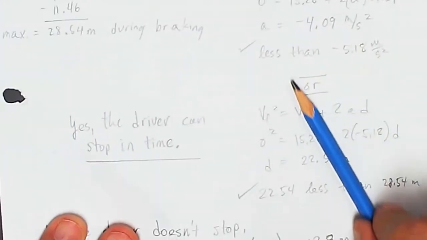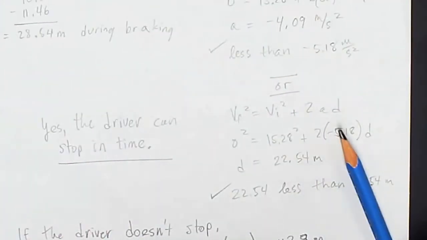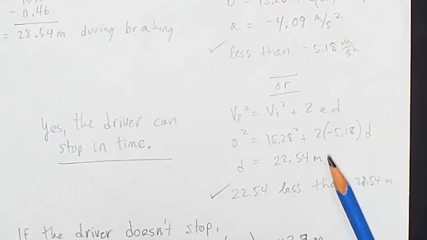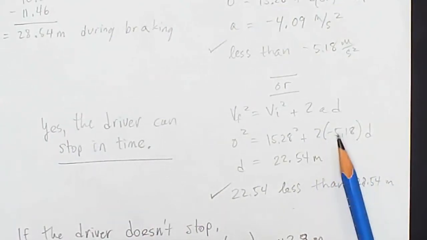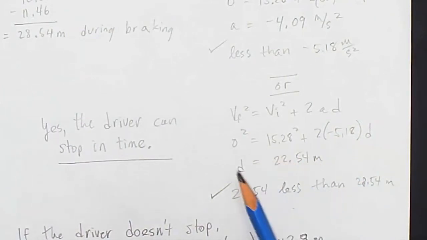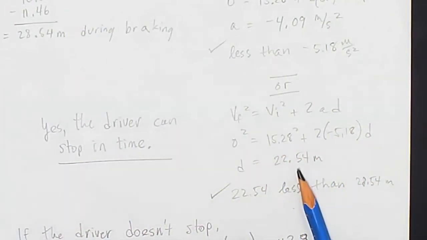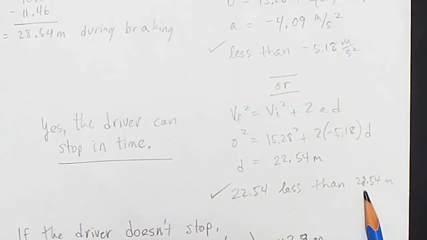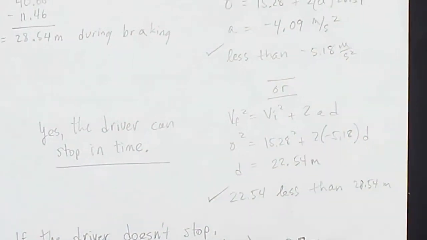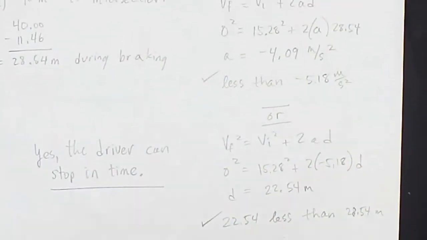However, if I had chosen to use my maximum acceleration and solve for d, I still could have come up with the answer, because if I use my maximum deceleration, I see that my car will stop in 22.54 meters, which is less than the distance to the intersection. So either way tells me that I can stop in time.